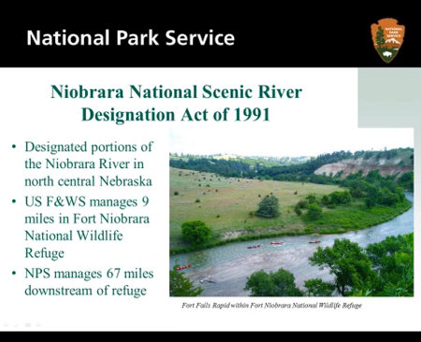So what I thought might be helpful is to kind of walk you through a real case example for the National Park Service. We've been trying to secure in-stream flows on the Niobrara National Scenic River for about 8 or 9 years. The river was designated in 1991. It's 76 miles, and it's in northern central Nebraska. 9 miles is managed by the U.S. Fish and Wildlife Service, at the Fort Niobrara National Wildlife Refuge, and 67 miles is managed by the National Park Service downstream of the refuge.